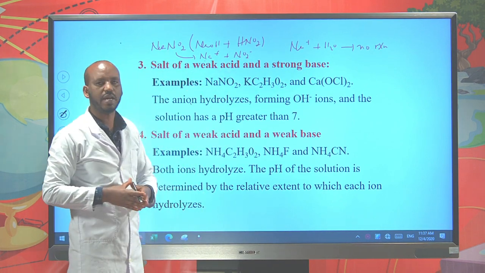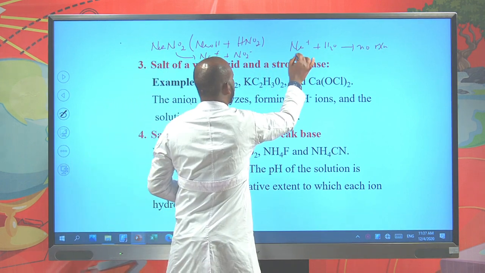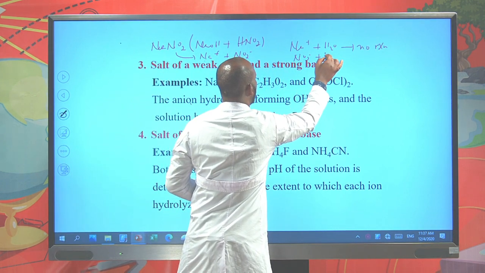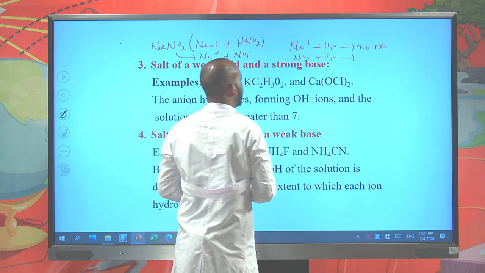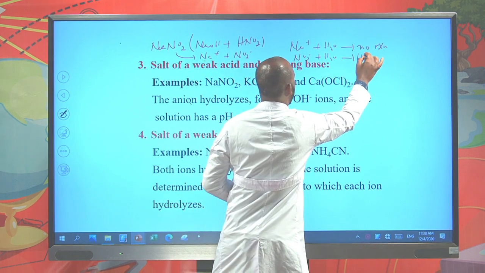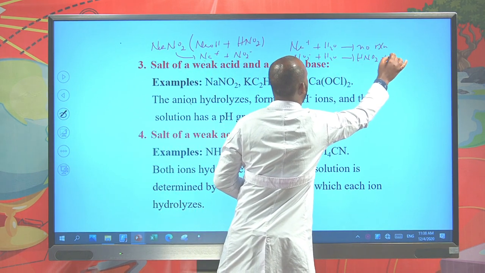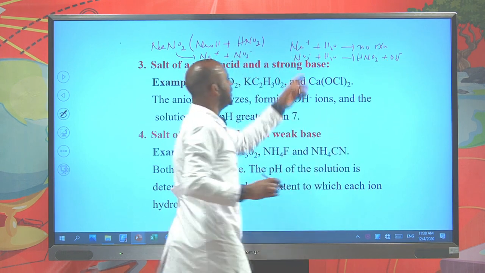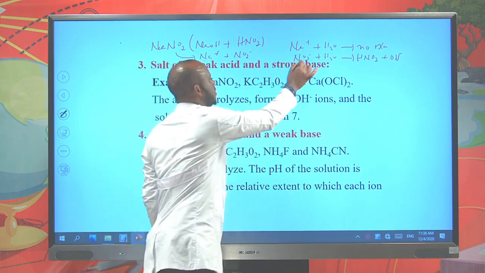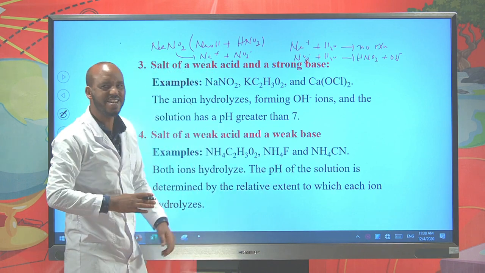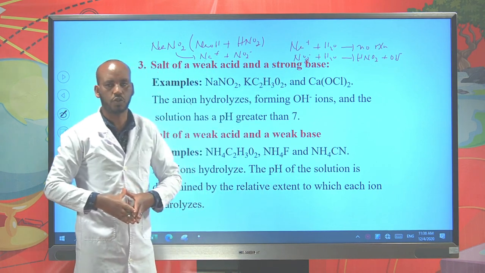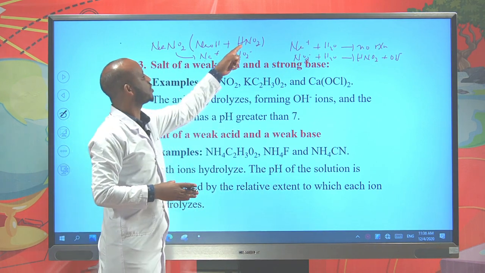Nitrite ion reacts with water: NO2 minus plus water gives nitrous acid, HNO2, plus OH minus. Why does nitrite ion react with water? Because nitrite ion is the conjugate base of the weak acid, nitrous acid.